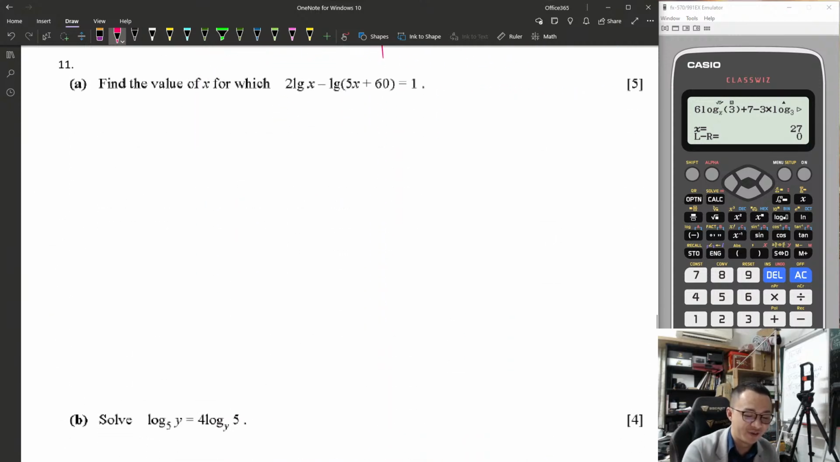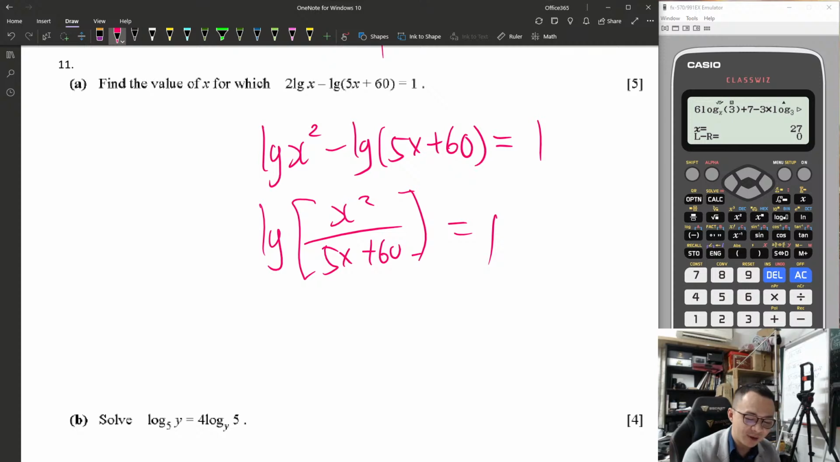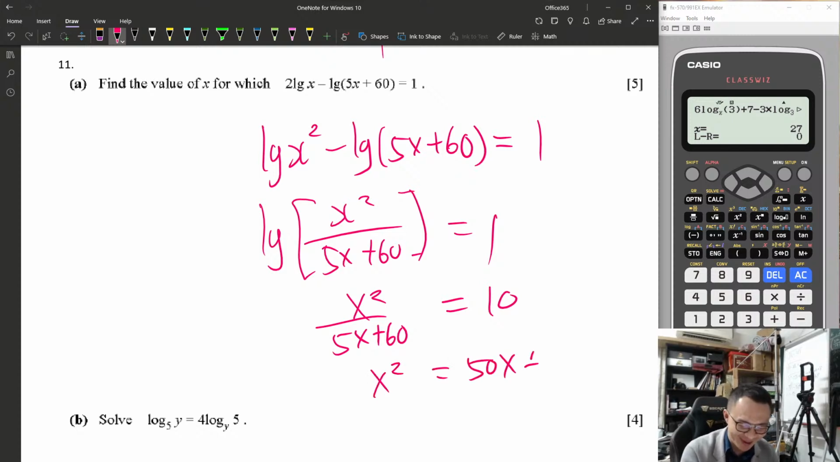Find both possible values of a. Alright, then I want to solve this thing. Okay. Power move to the front, find the value of x, isn't it? Okay. x squared minus log 5x plus 60. Like I say, never expand the 5x plus 60. Yeah? Minus means divide. If I expand the log 10 here. Okay, so log 10 move to the other side. I will get 10 power 1, which is 10. Then x squared equals to what? 50x plus 600. Wow, this quadratic number is getting bigger. But I hope I can solve it easily.